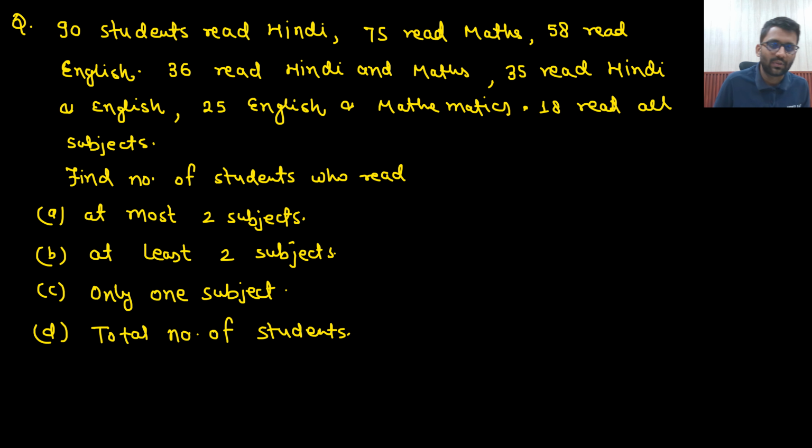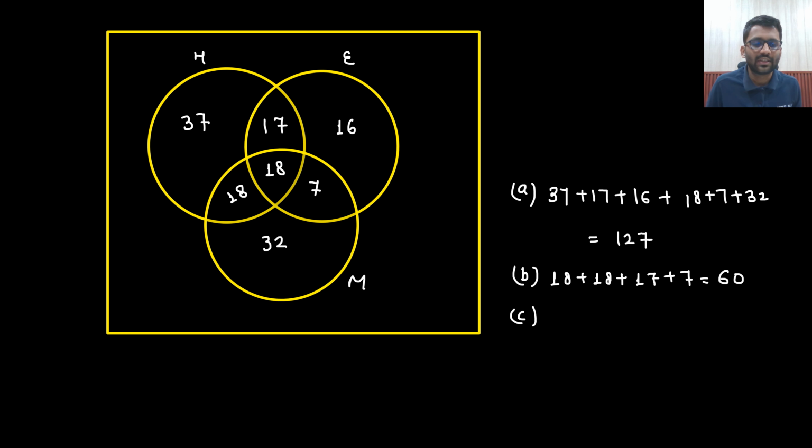Now in the last, what are they asking? Okay, only 1 subject. So only 1 subject, these guys will come. Right? 37 plus 16 plus 32. So 48 plus 37. 85. This will be 85.